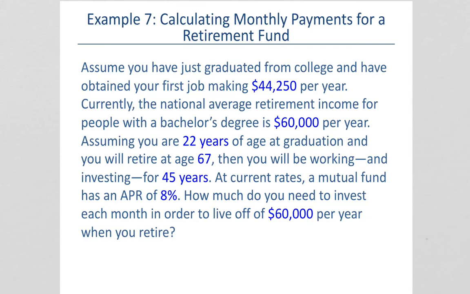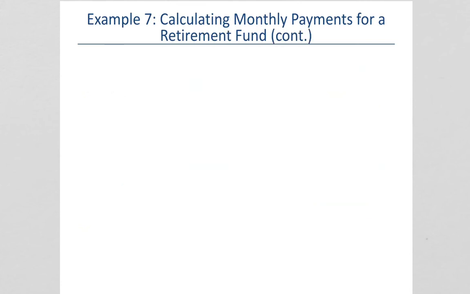Assuming you are 22 years old at graduation and you'll retire at 67, then you'll be working and investing for 45 years. At current rates, a mutual fund has an APR of 8%. How much do you need to invest each month in order to live off $60,000 per year when you retire? So you're going to have to ask yourself several questions here. How much do you need to retire?